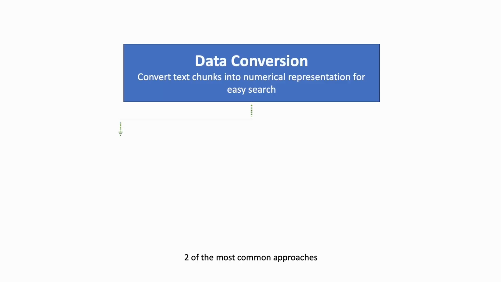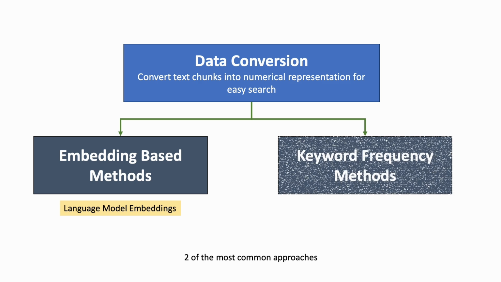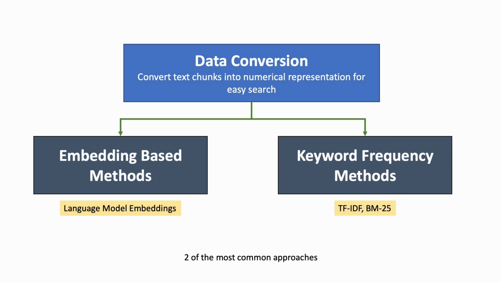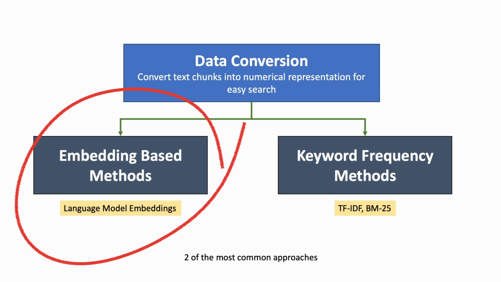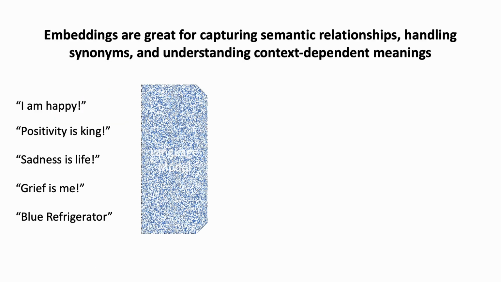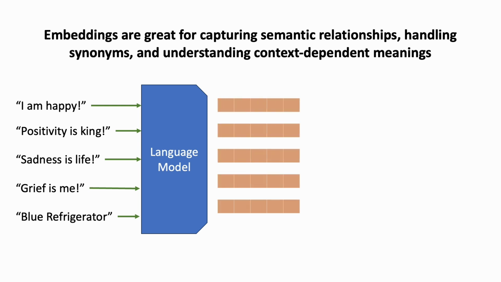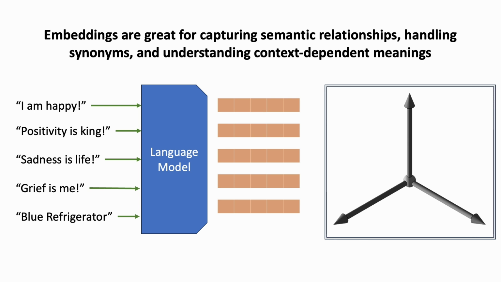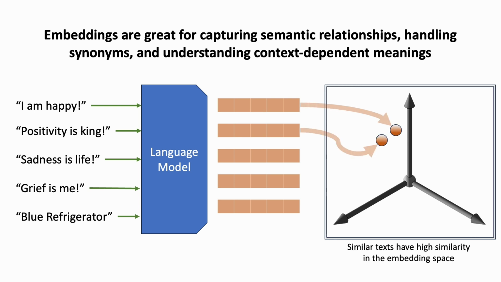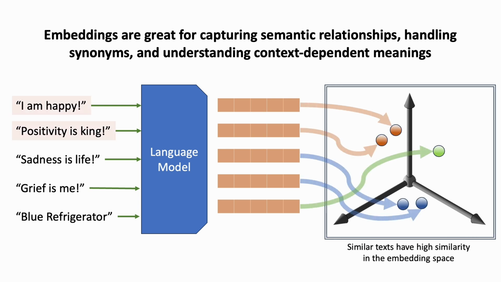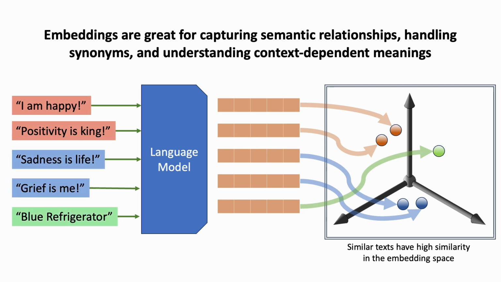Two of the most common approaches that have emerged in this space are embedding-based methods and keyword frequency-based methods like TF-IDF and BM25. We'll start with embedding-based methods. Here, we use pre-trained transformer models to transform the text into high-dimensional vector representations, capturing the semantic meaning of the text. Embeddings are great for capturing semantic relationships, handling synonyms, and understanding context-dependent meanings of the input documents. However, embeddings can be computationally intensive and can sometimes overlook exact matches that simpler methods would easily catch.